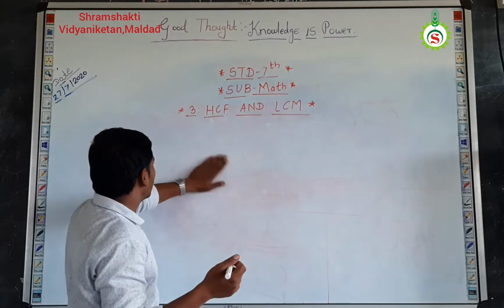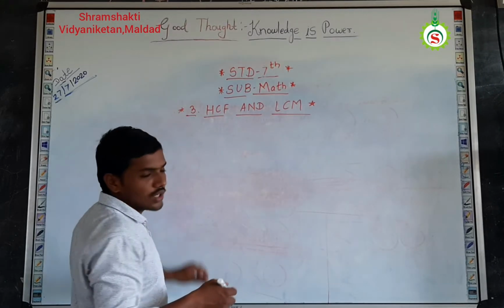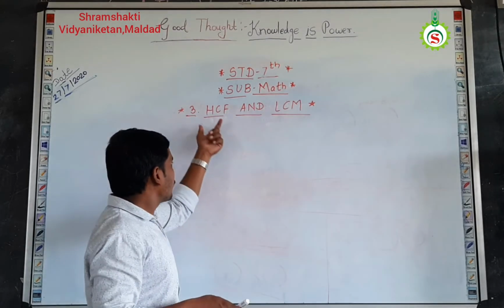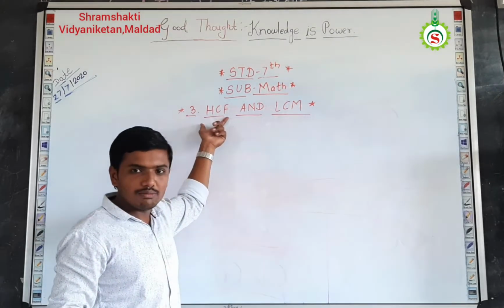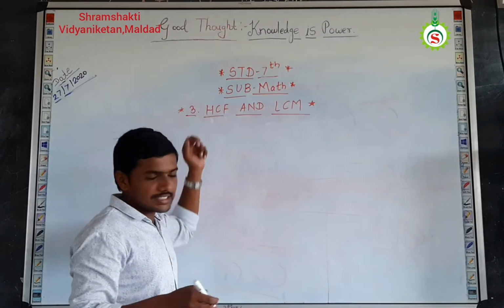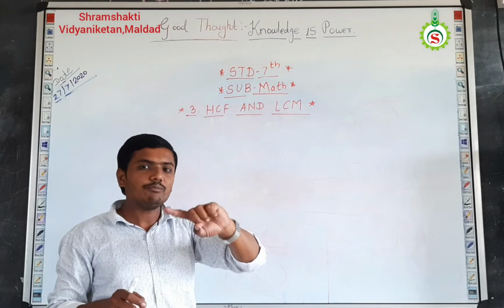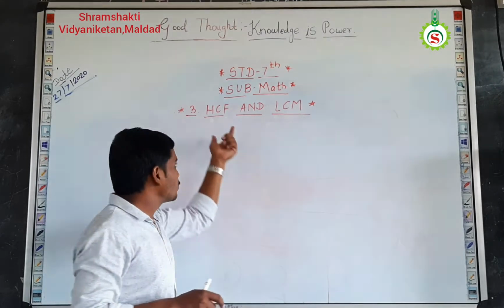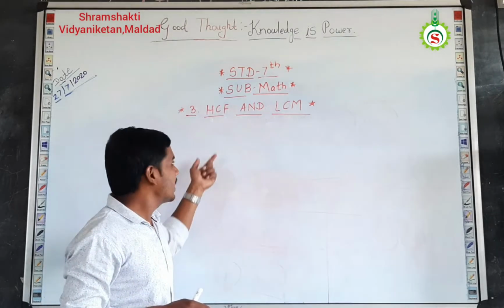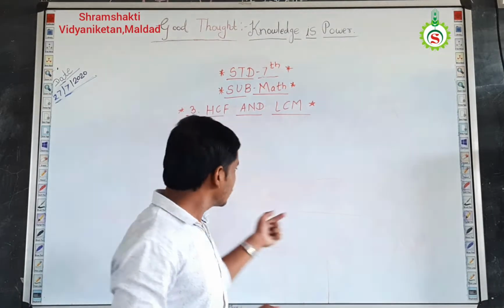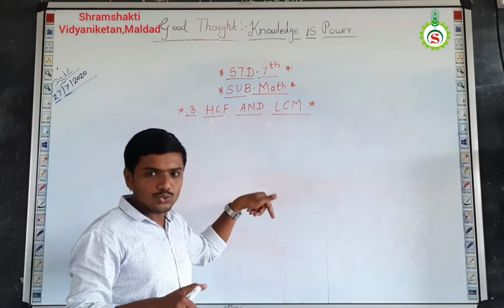In the last lecture, we also have seen how to find out HCF. But by which method? For finding the HCF, there are again two methods. First one is the factorization method, which we have seen in the last lecture, and the second method is the division method, which we have to see in today's lecture.